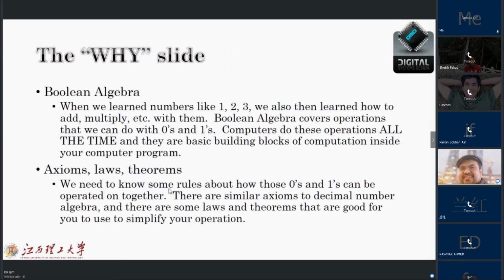But why should we have Boolean algebra? When we learn numbers, like 1, 2, 3, we also learn how to add, multiply, and so on with them. Boolean algebra covers the operations that we can do with 0 and 1. Computers do these operations all the time, and they are the basic building blocks of computation inside our computer. There are some axioms, laws, and theorems, rules about how 0 and 1 can be operated on together.